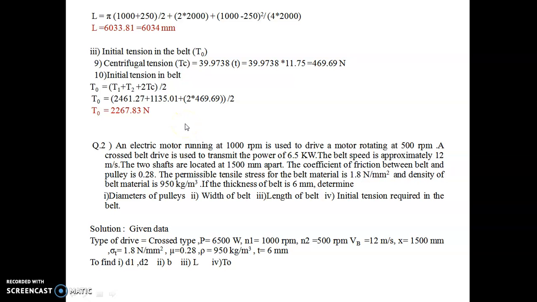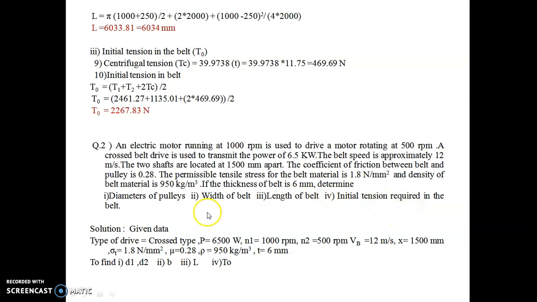The second numerical: an electric motor running at 1000 rpm is used to drive a motor rotating at 500 rpm. A cross belt drive is used to transmit the power of 6.5 kW. The belt speed is approximately 12 meters per second. The two shafts are located at 1500 mm apart. The coefficient of friction between belt and pulley is 0.28. The permissible tensile stress for the belt metal is 1.8 Newton per m square and the density of the belt metal is 950 kg per meter cube. If the thickness of belt is 6 mm, determine diameters of pulley, width of belt, length of belt and initial tension required in the belt.